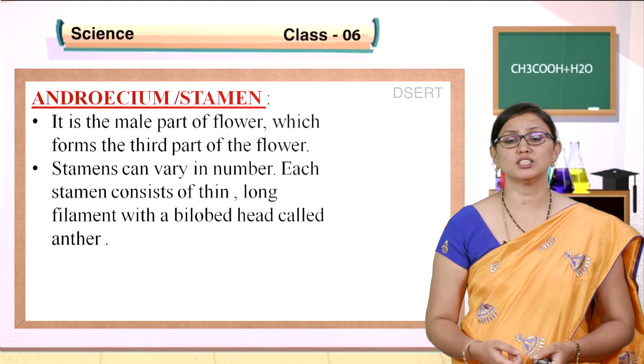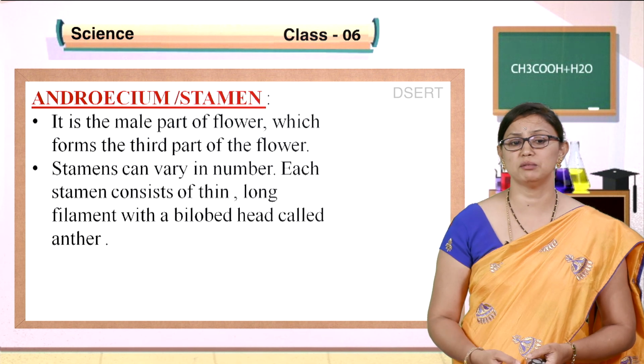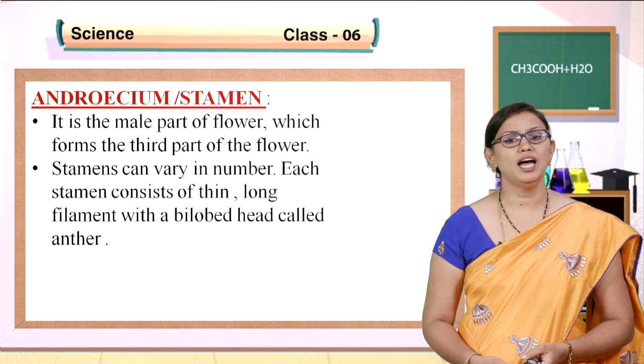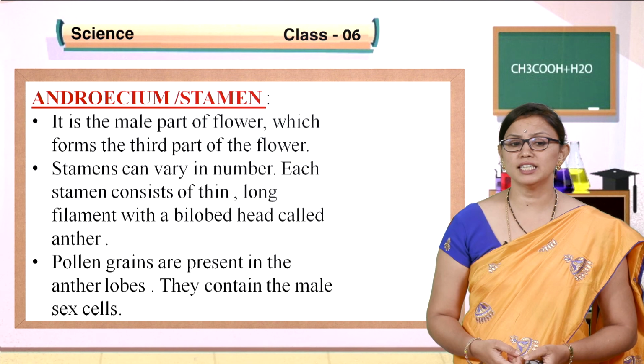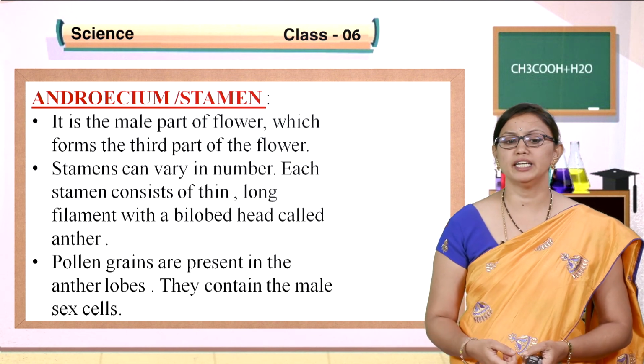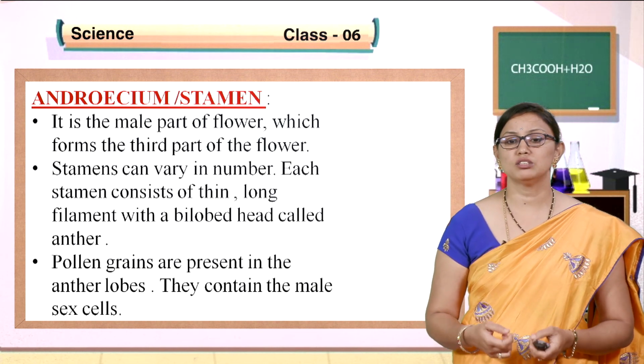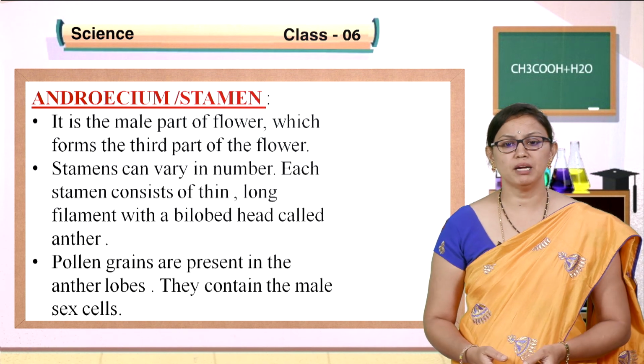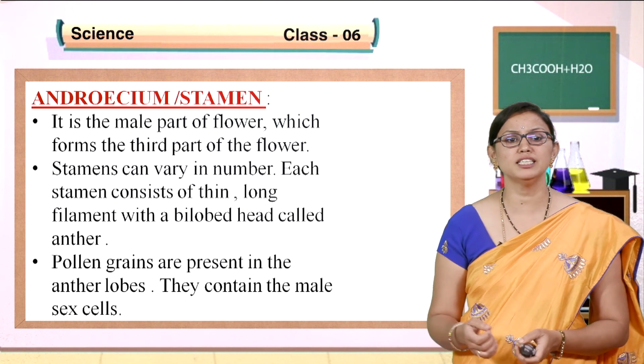Each stamen consists of a thin long filament with a bilobed head called anther, and the pollen grains are present in the anther lobes. They contain the male sex cells. So, you can remember, the male reproductive part of the flower is the stamen.